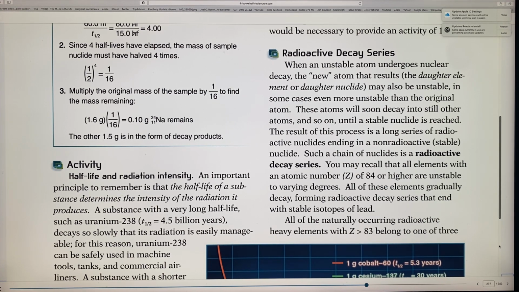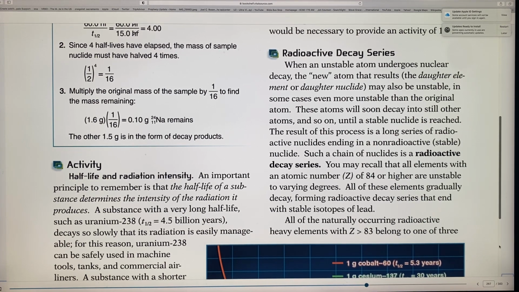So the atoms will soon decay into still another atom, and so on, and you'll go through this whole chain reaction. Another atom will decay, another one, another one. The result of this process is a long series of radioactive nuclides ending in a non-reactive state. They all want to get stable, so they're going to keep changing to a new one until they're at a stable condition. Such a chain of nuclides is a radioactive decay series. It's reacting as a chain.